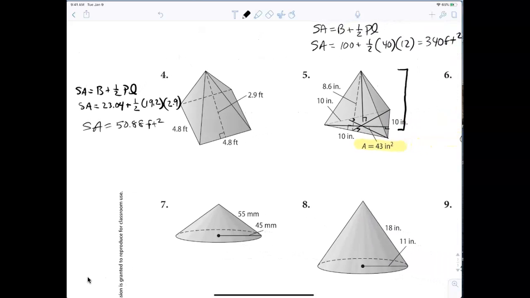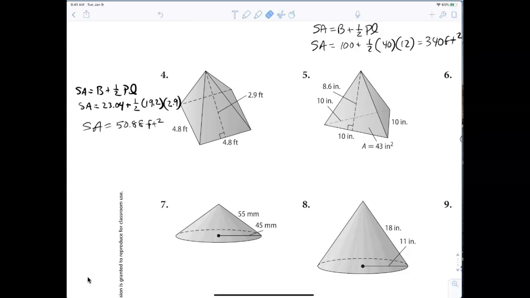All right, anybody have any questions? All right, now, number 5 is unique. The reason why 5 is a little bit different, I tried to explain it earlier. Why is it different, Connor? Because it gives you the area. Yeah, it gives you the area of the base.